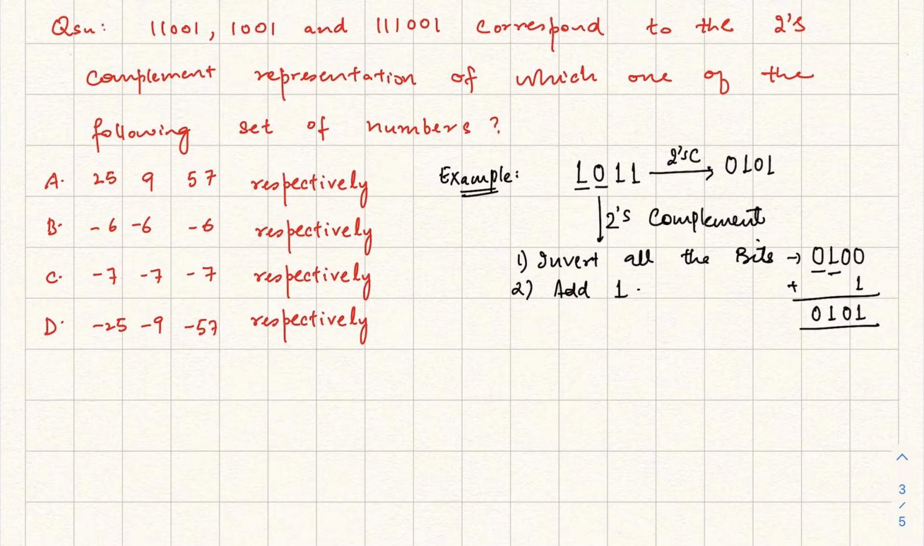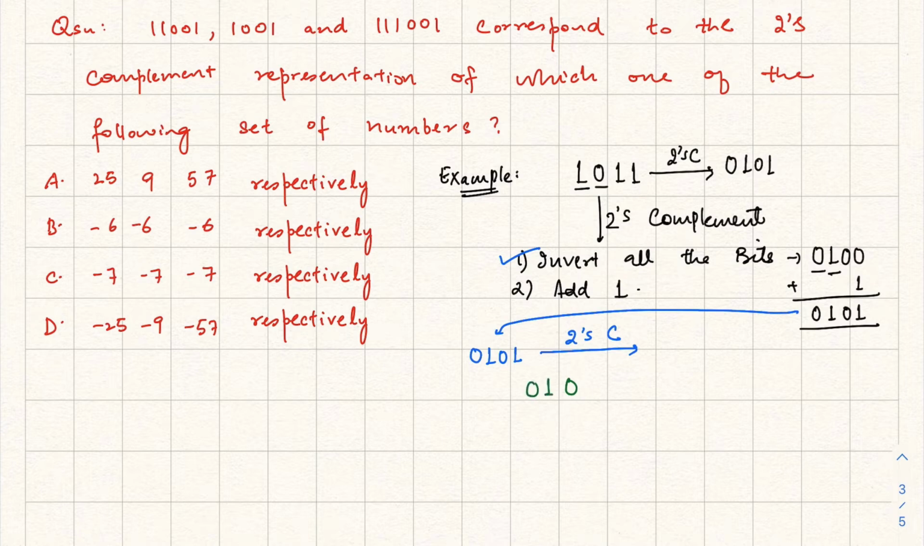Clear? Now in the next step, I will take this number 0101, which I got from here, and again find its 2's complement. Again I have to use these two steps. I will invert all the bits first. Inverting 0101 gives 1010, and then in the second step we add 1. If we add 1 to it, it becomes 1011. So what is the 2's complement now? We got 1011.